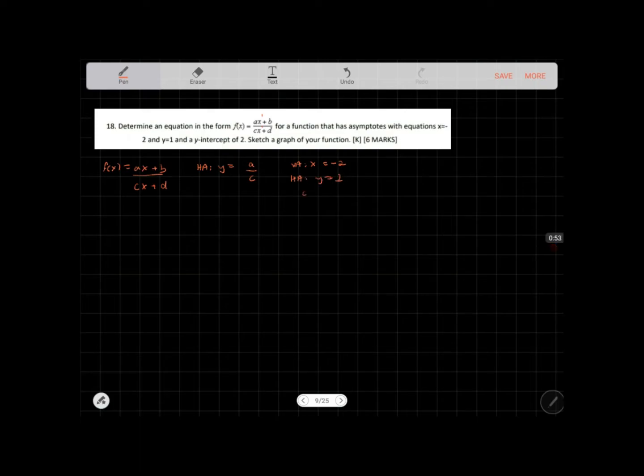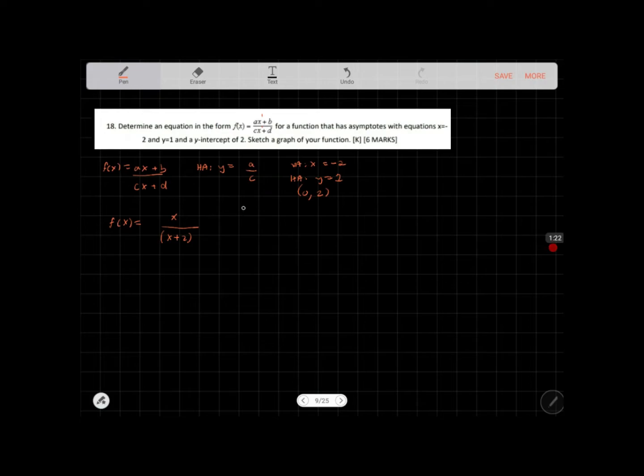And we also have a point (0, 2) for the y-intercept. Okay, so let's kind of piece this function together. So we know that the vertical asymptote is going to have x plus 2 as a factor, right? And we know that the horizontal asymptote here is going to be y equals 1, right, from what they've given us. So for the numerator, let's say that we have x, okay?